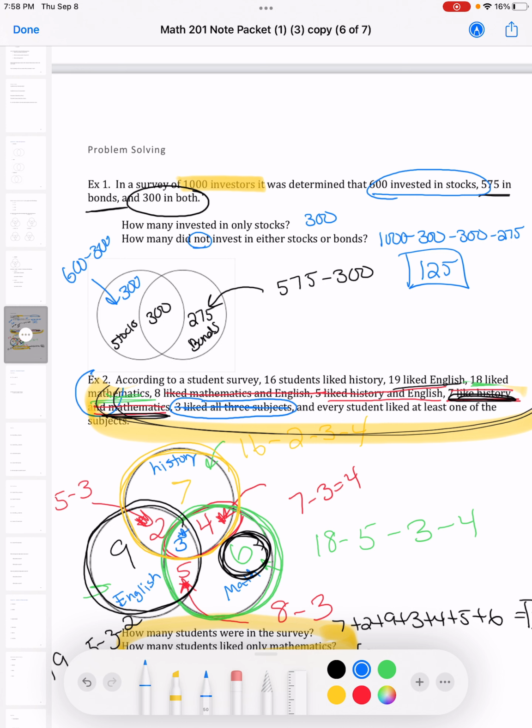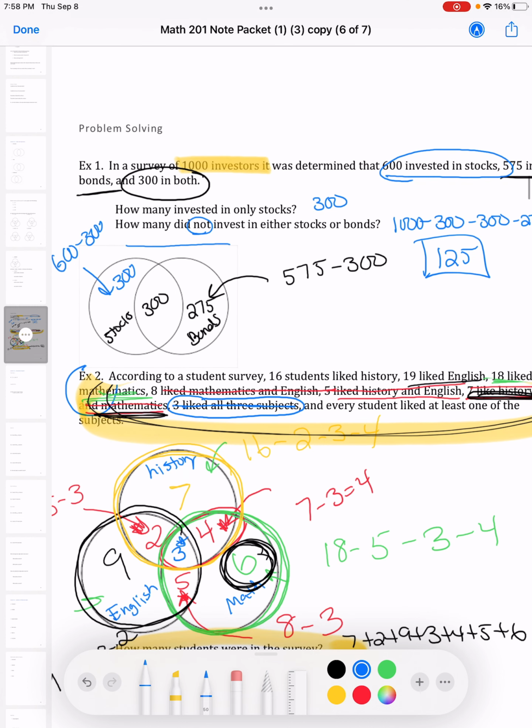You can kind of see the little bit, the box here. This technically is the universe. We talked about the universe in section 2.2. So there are 125 that are floating out there in the universe that aren't part of the Venn diagram.